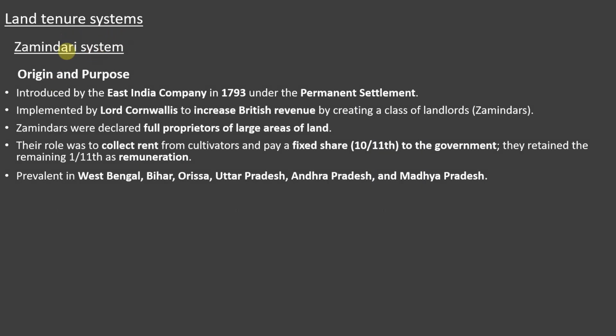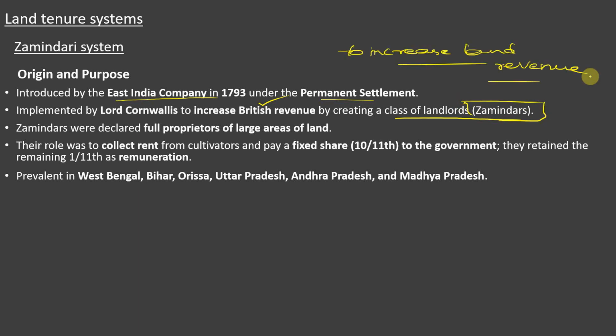The first type of land tenure system is the Zamindari system. The Zamindari system was introduced by the East India Company in 1793 under the Permanent Settlement, which was implemented by Lord Cornwallis to increase British revenue by creating a class of landlords called zamindars. Land revenue means the taxes or money arising out of agriculture or land.